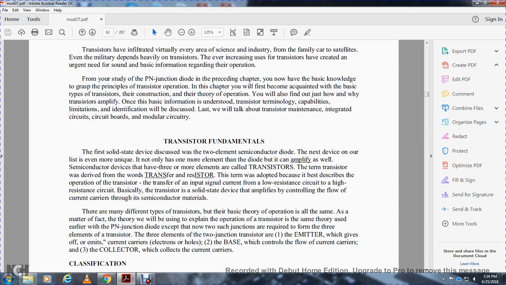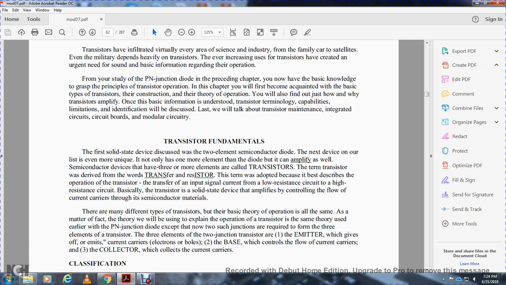Transistor fundamentals. The first solid state device we discussed was the 2-element semiconductor diode. The next device is even more unique, not only with one more element than the diode, but it can amplify as well. Semiconductor devices with 3 or more elements are called transistors. The term transistor is derived from transfer and resistor. The term was adopted to describe the operation of the transistor, transferring an input signal from a low resistance circuit to a high resistance circuit.